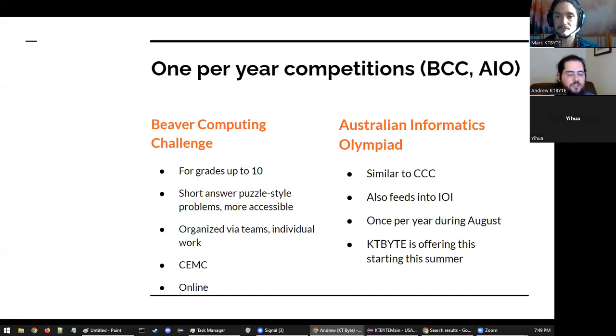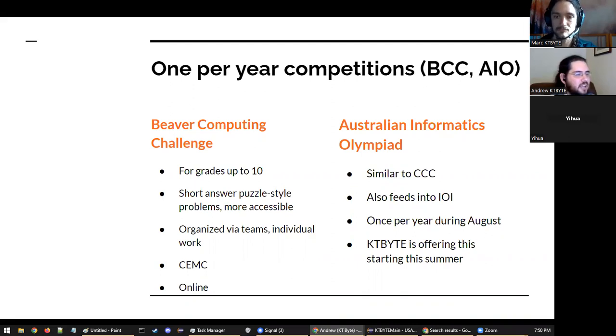ACSL also does a ranking of schools by the total score of their top 5 students per team, that kind of thing. It's honestly not something that individual students need to worry too much about, although we are certainly proud when we see that our teams are doing well. All of these that I've mentioned so far are online, other than the CCC. Even the CCC has been online, and we're crossing our fingers they might allow an online option in the future, but most of them are online.